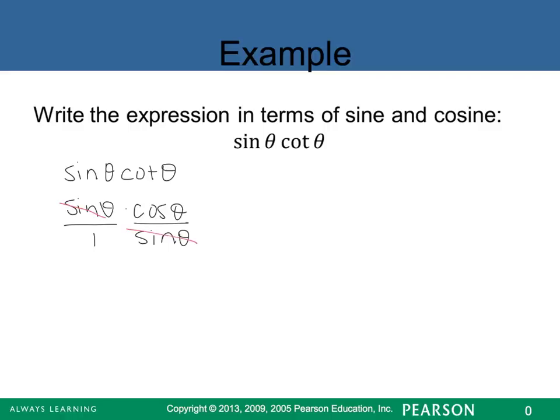that are the same. So sine divided by cosine divided by sine cancels. And I am now down to cosine theta. That is my final answer. I started by rewriting and then I simplified. Cosine theta is the end result.